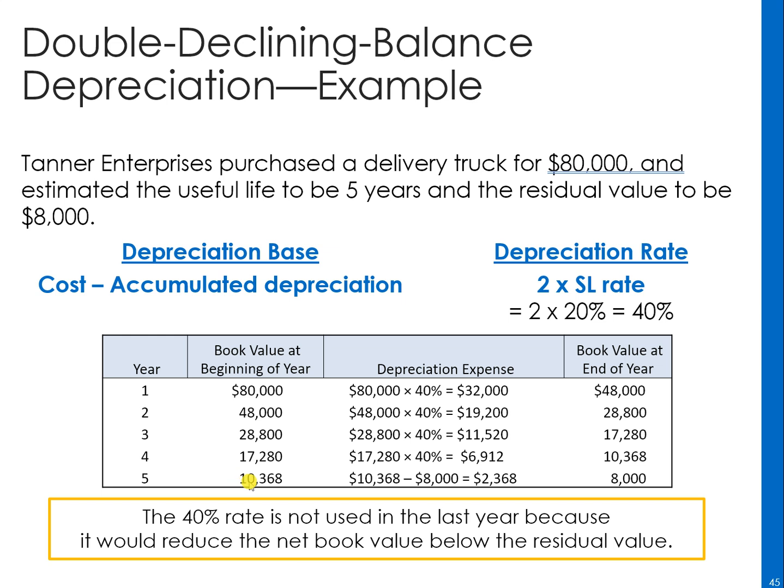And for the 5th year, be careful. If we follow the same process, we can end up with a book value much lower than 8,000, which is the residual value of this truck. We cannot do that. So for the 5th year, the maximum amount we can depreciate is $2,368, which is going to give us a remaining book value of 8,000, which is also the residual value. So this is the maximum amount we may depreciate for the 5th year. It's very important.